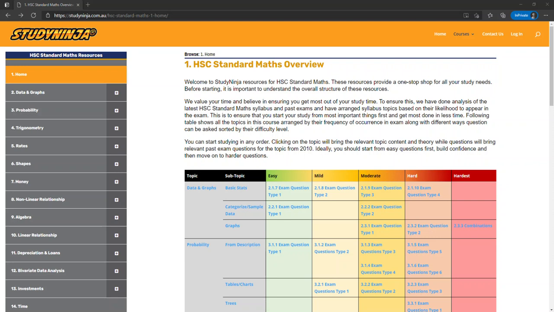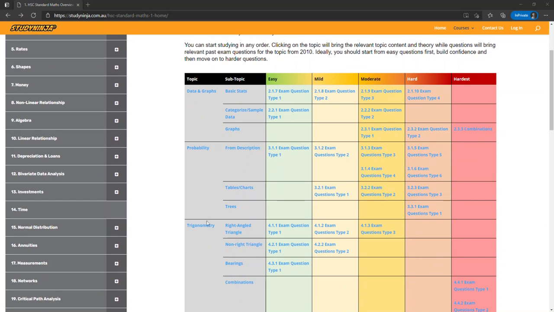Hi everyone, let's look at question number 16 from the 2020 HSC Standard Maths exam. This question came from trigonometry. This is one of the most favorite topics of examiners.